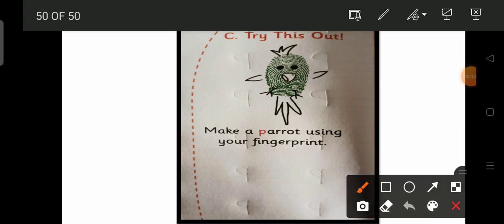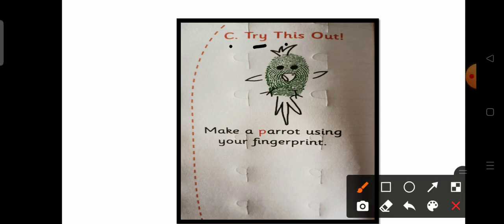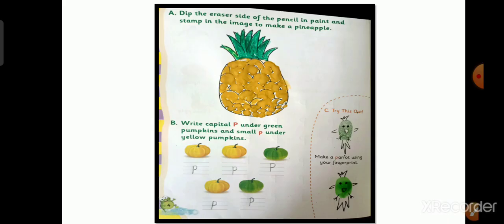Let's read question C. Try this out. Make a parrot using your fingerprint. Children, you have to make a parrot like this. Using your fingers, you have to dip your finger in watercolor and let it dry. After that, you have to draw the lines like this and make a parrot look like this. You have to complete pages by yourself and post it in Google Classroom.